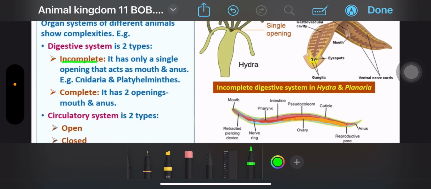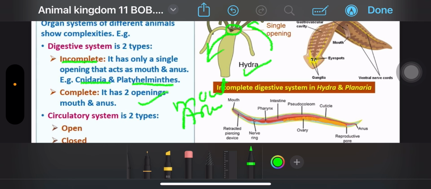This system has only one opening. Example, see here, Hydra, it has only one opening. This serves for both ingestion and egestion, meaning there is no mouth and anus, right? Examples are Cnidaria and Platyhelminthes, right? And the complete system, the second one, has two openings. For ingestion, the mouth is there, and for egestion the anus is present. Both will be served here, right?